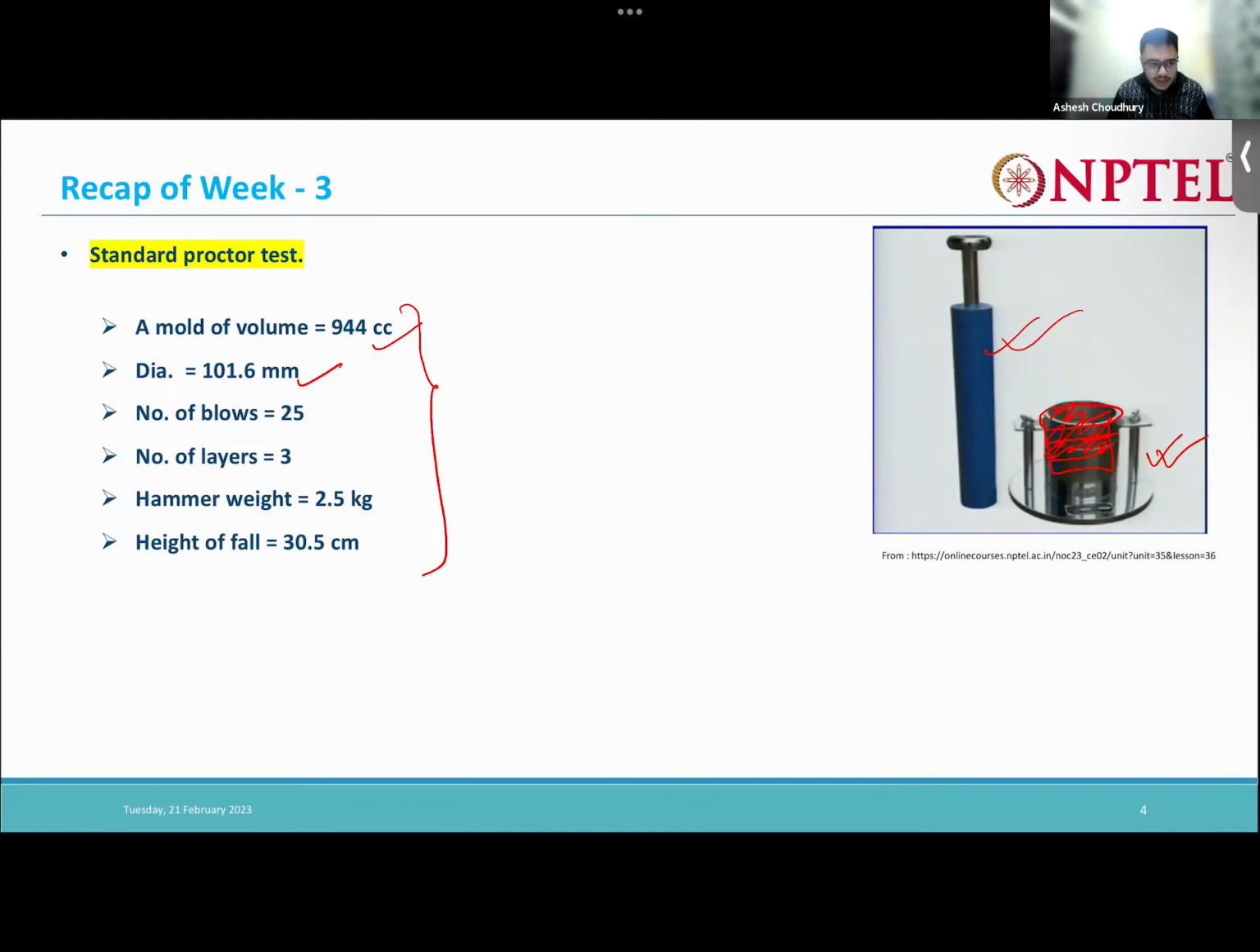The weight of the hammer is also specified. It is 2.5 kgs, and the free fall of this hammer, from here to here, is 30.5 centimeters. So these are the specifications of the standard proctor test, right?